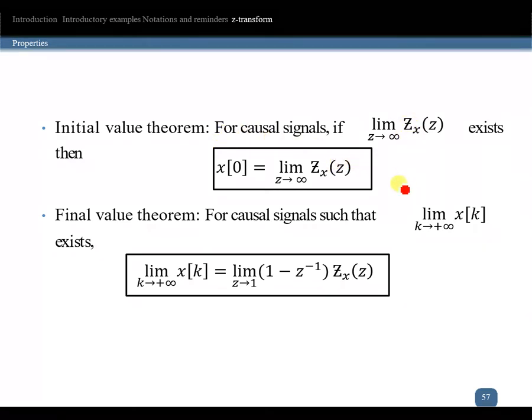One of the two other important properties of the Z transform is finding the initial value, which will be the limit of the Z transform X(z) as z goes to infinity. The initial value, that means x[0], will be the limit of X(z) as z goes to infinity, and the final value of the signal will be the limit of (1 minus z^-1) times the Z transform X(z) as z goes to 1. The initial value, as we see here, will be z going to infinity, and the final value, z going to 1.